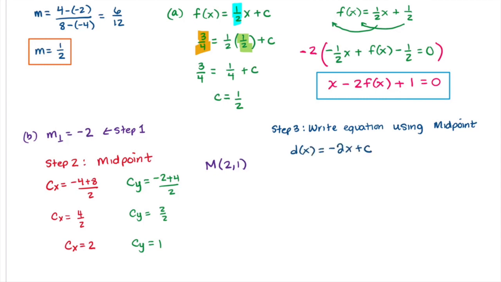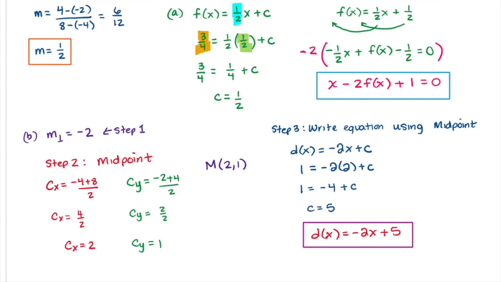Okay, so right now I'm writing d of x is equal to -2x plus c. We want it in slope-intercept form. So I'm going to substitute now my midpoint and solve for c. Once I find c, I'm going to put it together and write my equation of this function d of x, which is equal to -2x plus 5.